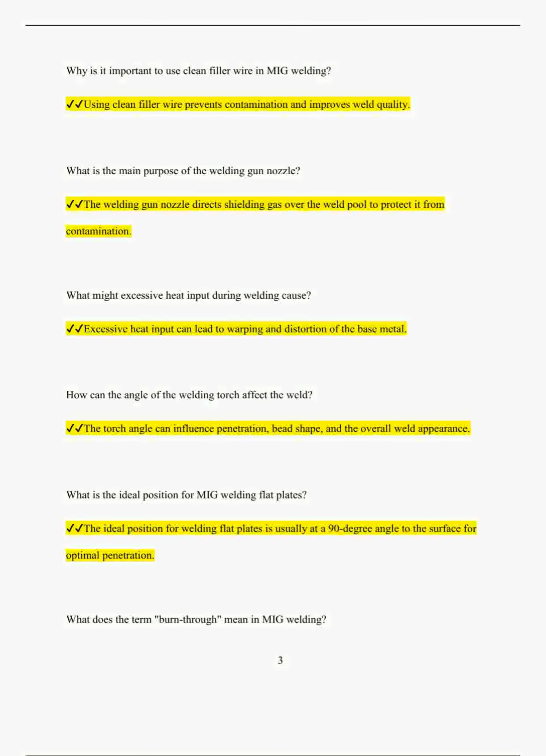How can the angle of the welding torch affect the weld? The torch angle can influence penetration, bead shape, and the overall weld appearance. What is the ideal position for MIG welding flat plates? The ideal position for welding flat plates is usually at a 90-degree angle to the surface for optimal penetration.